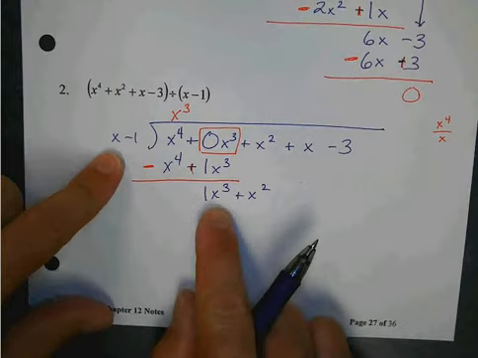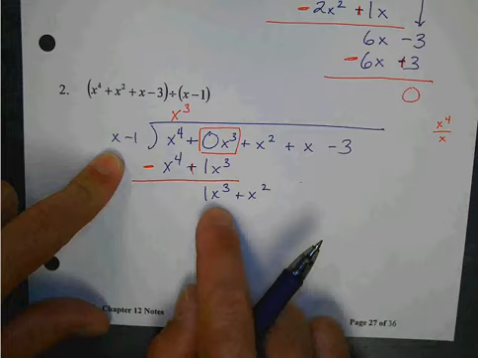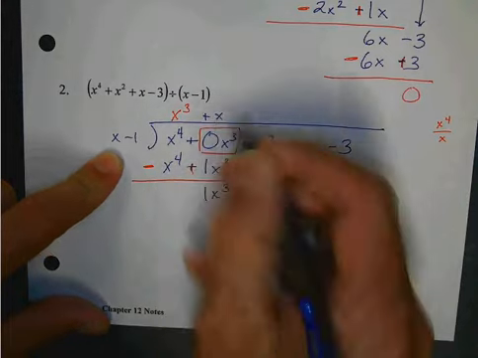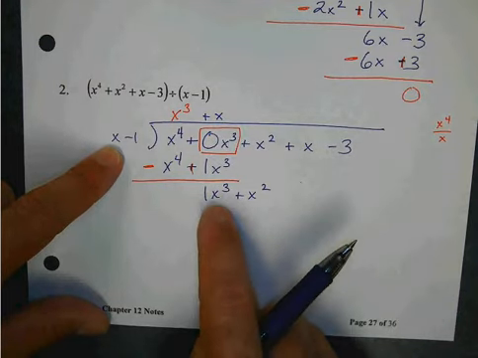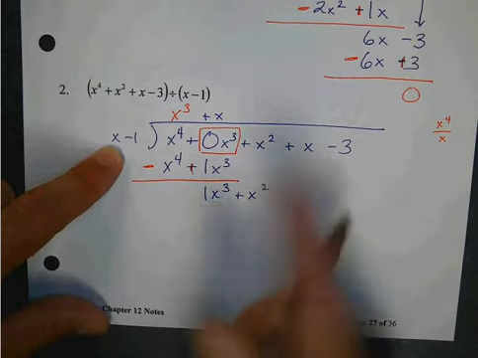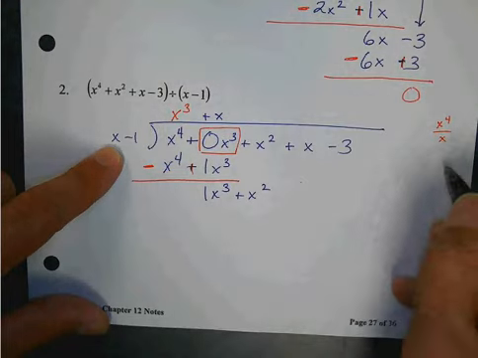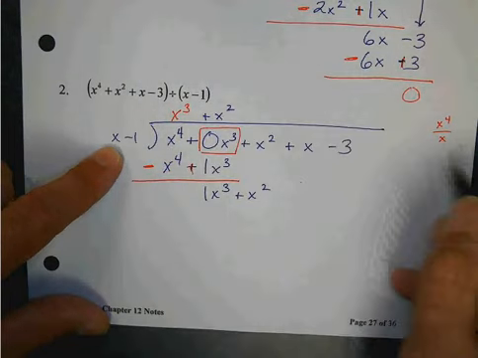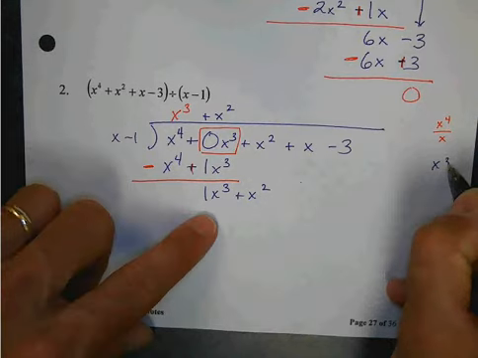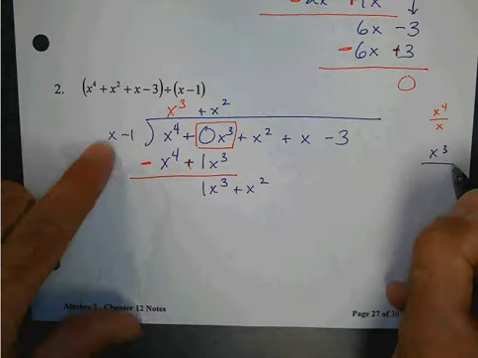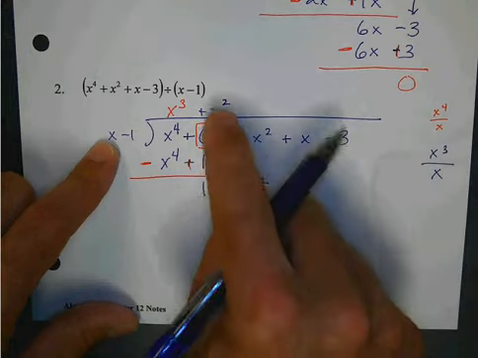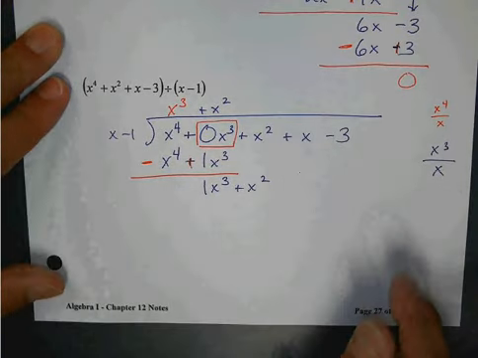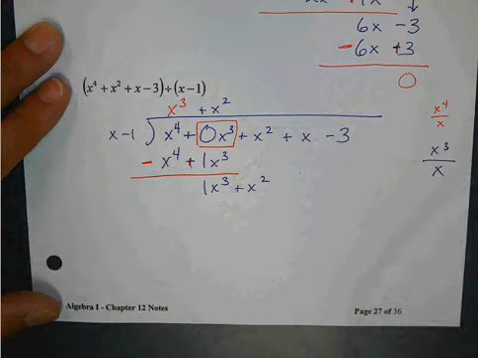Sam, x times what is x to the third? X times x is x squared. We need to get x cubed. X squared. If you're not sure, you can always take the bottom number, x cubed, and divide it by the divisor, which is x. And you think, what is that? That's x squared. All right, so let's multiply here. Go ahead, Haley, multiply for me.